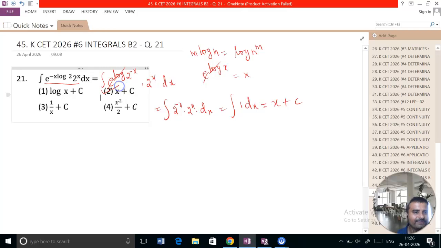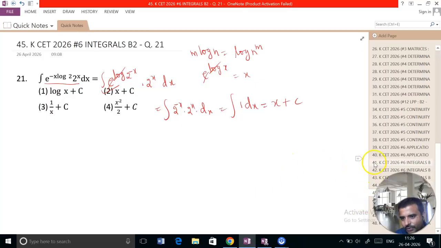The answer is option 2. Whatever the function you are going to take, especially in KCET, try to simplify it. Simple becomes simple when you make it simple. So don't take it as complicated. When you take the integral of 1 with respect to x, it will be x plus c. The answer will be option 2.